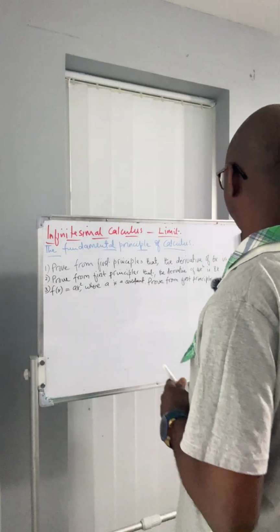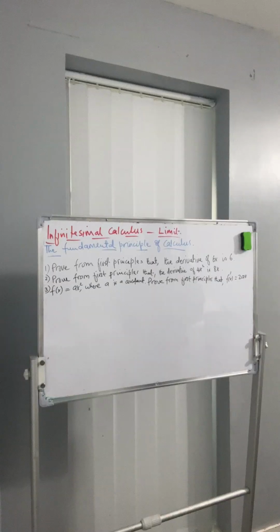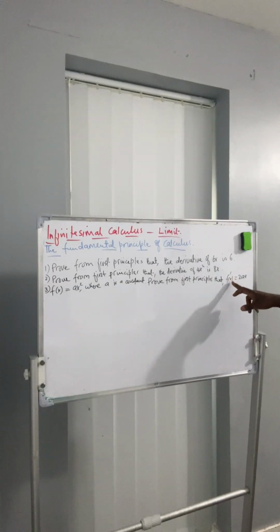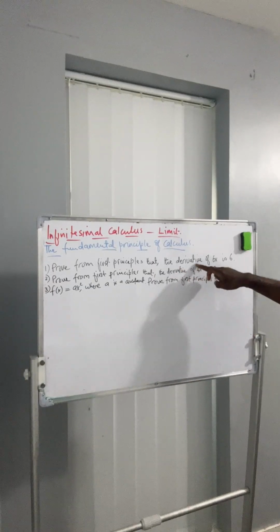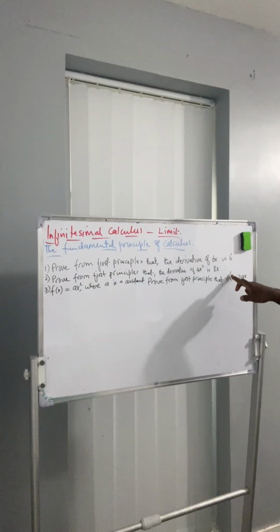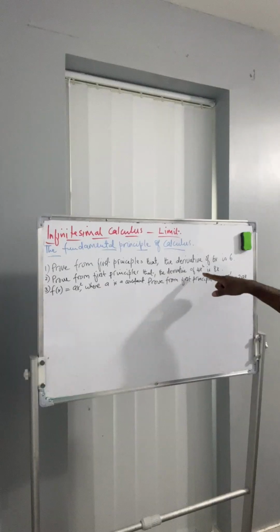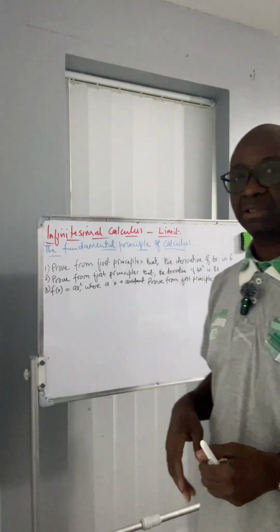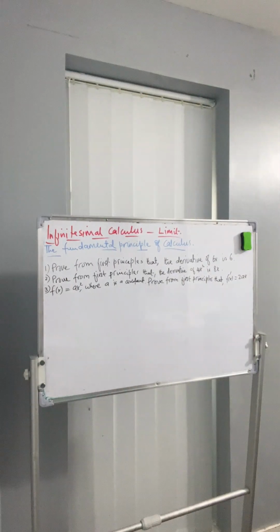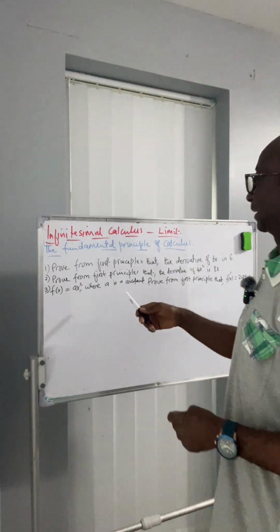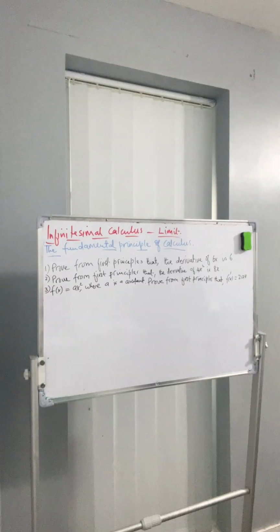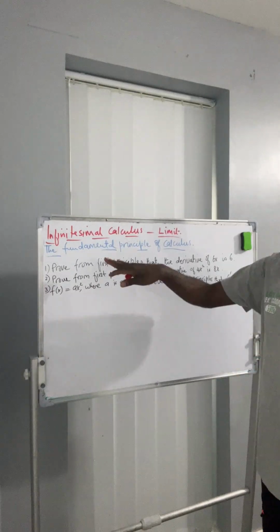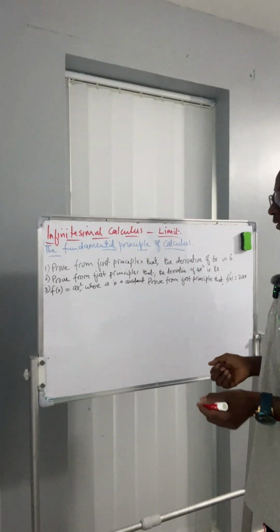In all of these problems, we are asked to find the derivative. This f prime x is another way of writing derivative. When you see f of x with a prime here, it's the same as the derivative of a function. So let's start with the first one, which says prove from first principles. We have to use the fundamental principle of calculus.